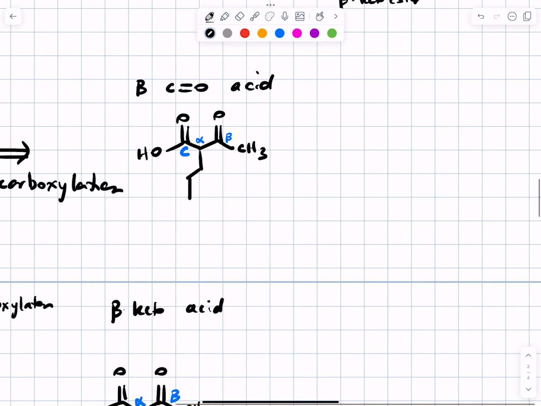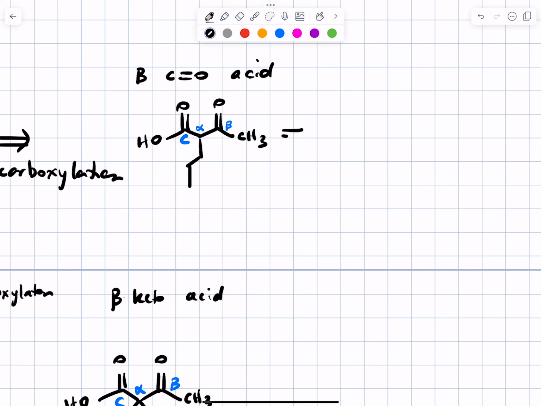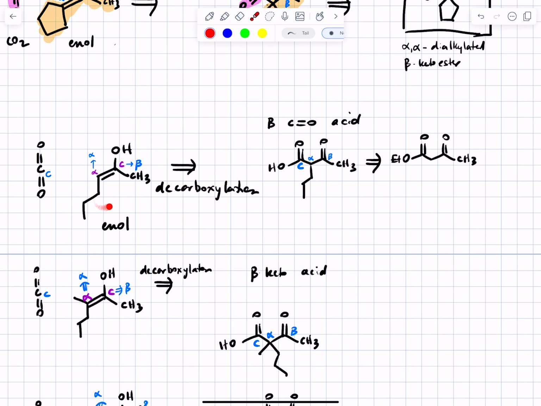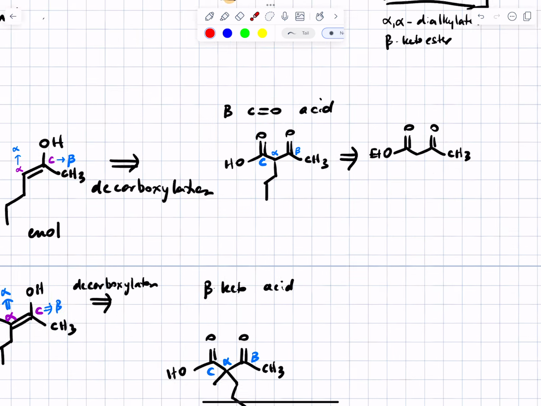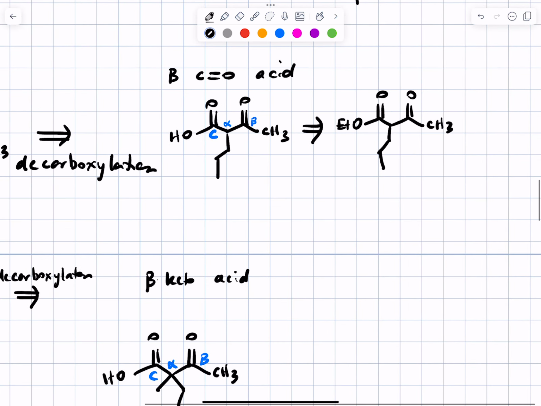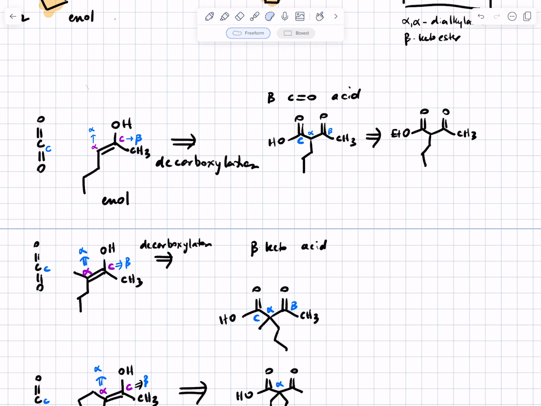So let's finish this example. This is a single, just monoalkylated beta keto ester. We thought backwards from this enol to now this beta keto ester. And I'm asking you to think backwards one more step.